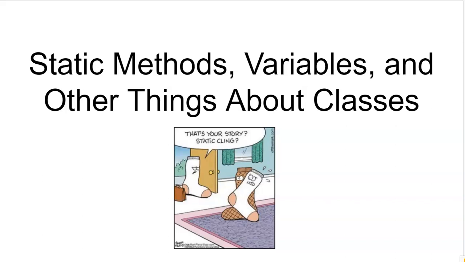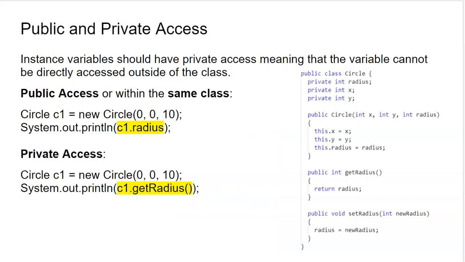Everybody! So this video is going to go over some things about static methods, static variables, and some other random things about classes. And so the first thing I want to talk about is public and private access. So we've all learned about public and private access in terms of instance variables in a class.